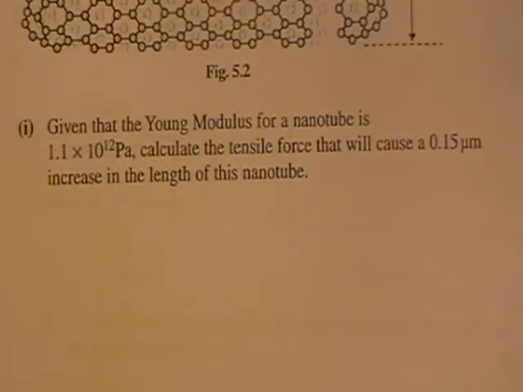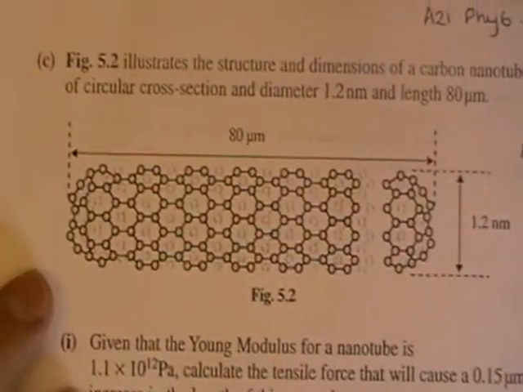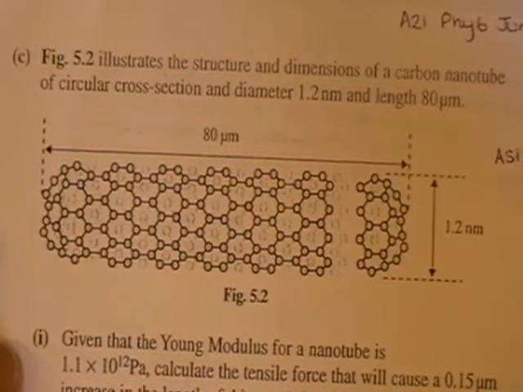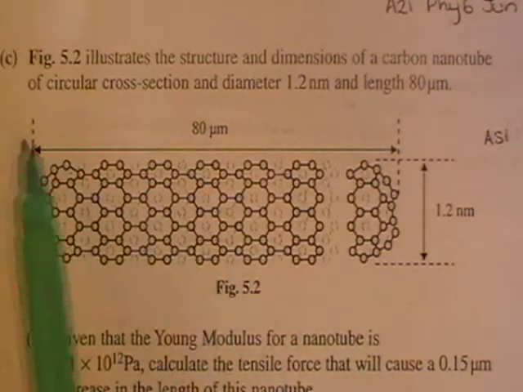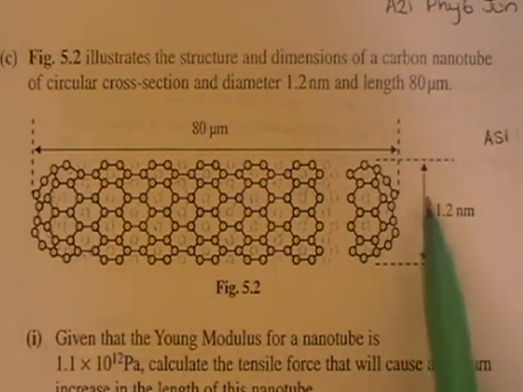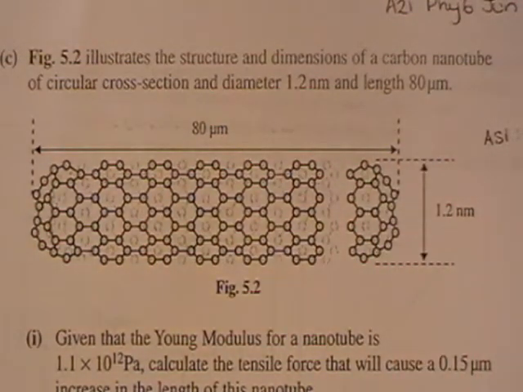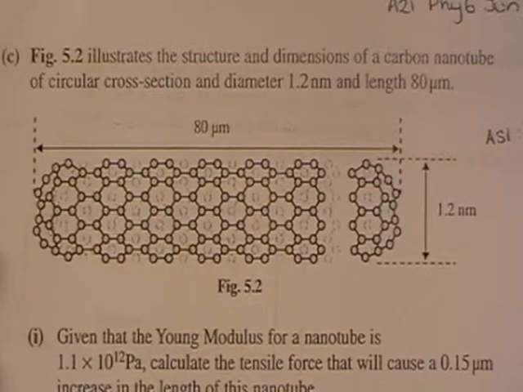Part C. Figure 5.2 illustrates the structure and dimensions of a carbon nanotube of circular cross-section and diameter 1.2 nanometers and length 80 micrometers. So you can see the length is 80 micrometers and its cross-sectional diameter is 1.2 nanometers. Given the Young modulus for a nanotube is 1.1 by 10 to the 12 pascals, calculate the tensile force which will cause a 0.15 micrometer increase in the length of this nanotube.